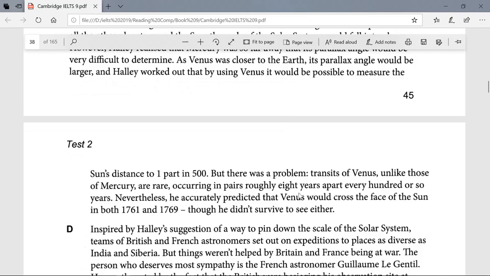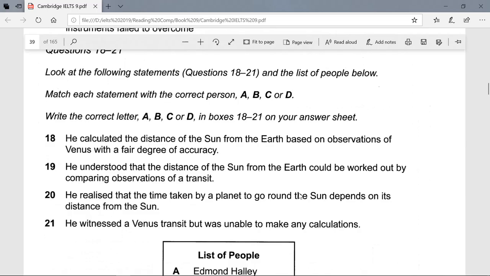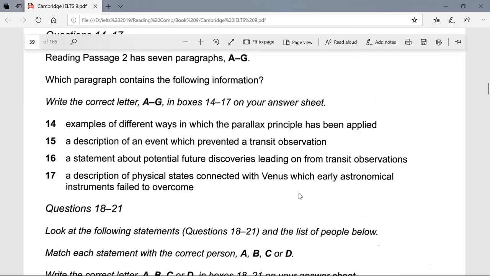So if I try to understand this passage and the techniques, it would be difficult for me. But does it mean that I can't answer the questions? Of course not. I can still answer the questions, and that's what I'm up to. Instead of understanding the passage, I would focus on the questions and see how I can answer them for this kind of passage.